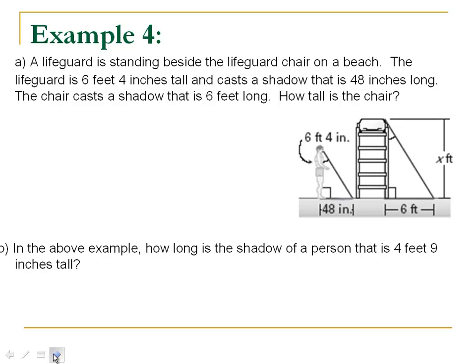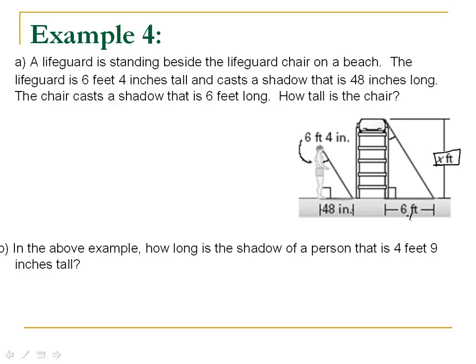Let's look here. It says a lifeguard is standing beside the lifeguard chair on a beach. The lifeguard is 6 feet 4 inches tall and casts a shadow 48 inches long. Their chair casts a shadow that is 6 feet long. How tall is the chair? So if you notice we've got all different units here. I'm going to make everything inches though, so my final answer that I get, I need to divide by 12 to get feet.